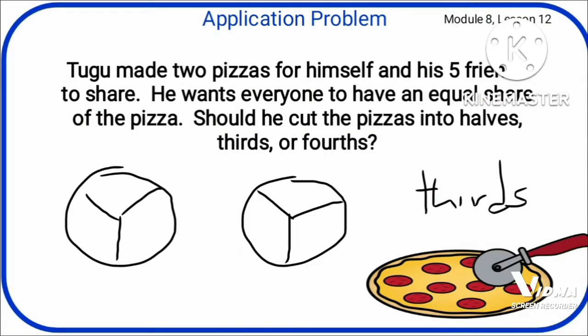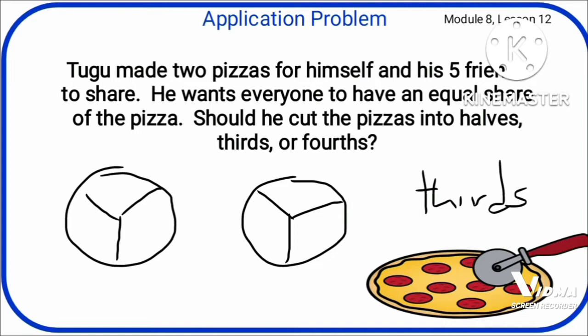Here's an application problem. Togo made 2 pizzas for himself and his 5 friends to share. He wants everyone to have an equal share of the pizza. Should he cut the pizzas into halves, thirds, or fourths? Half would be 2 equal parts. There are just 2 pizzas, so if he cuts them into halves, he will have 4 halves. But Togo plus 5 of his friends are 6. That means they will not have equal shares.